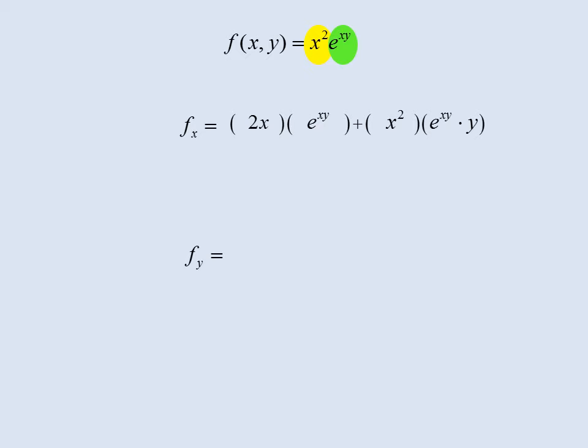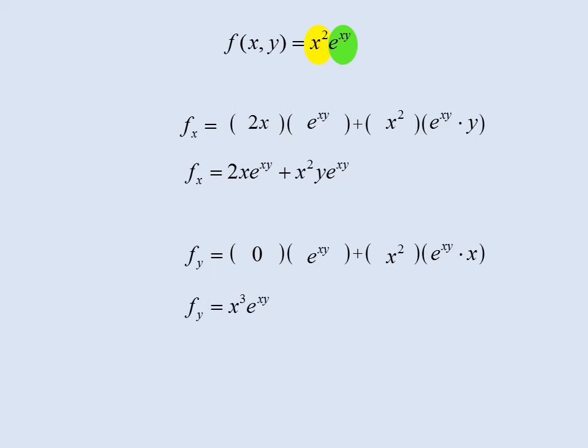Similarly, we'll just kind of shift gears in our head. We still have to use the product rule on this one. However, since we're doing the derivative with respect to y, the derivative of x squared is going to be a 0. Copy down e to the xy, copy down the x squared, and very similar to the first one, the derivative of e to some constant times y is e to the constant times y times the derivative of the constant times y, which would be the constant, in this case x. And so there's our partial derivatives.